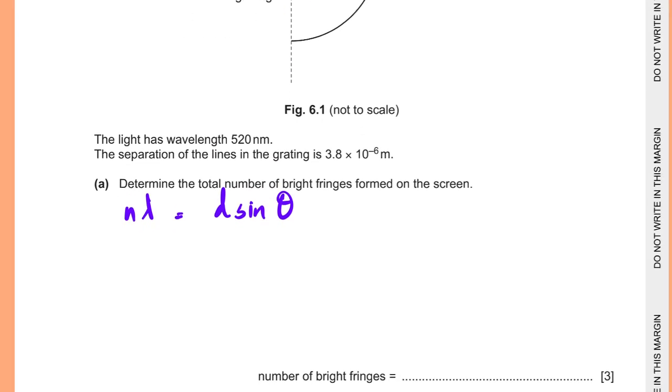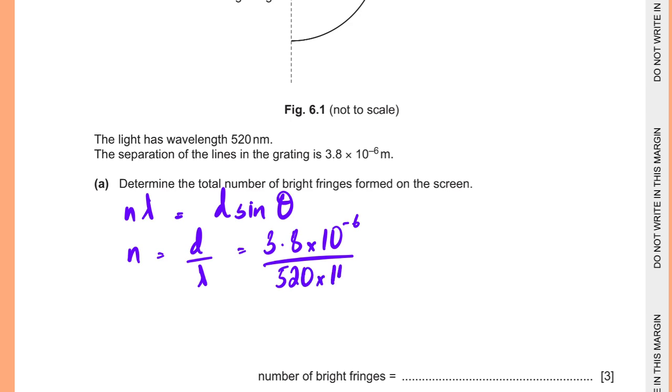So theta is 90, so then this becomes n lambda equals d, or n equals d over lambda. So d is 3.8 times 10 to the negative 6. Lambda is 520 times 10 to the negative 9. If you work this out, this turns out to be 7.3. Even if this was 7.999, I would round this down to make it 7.